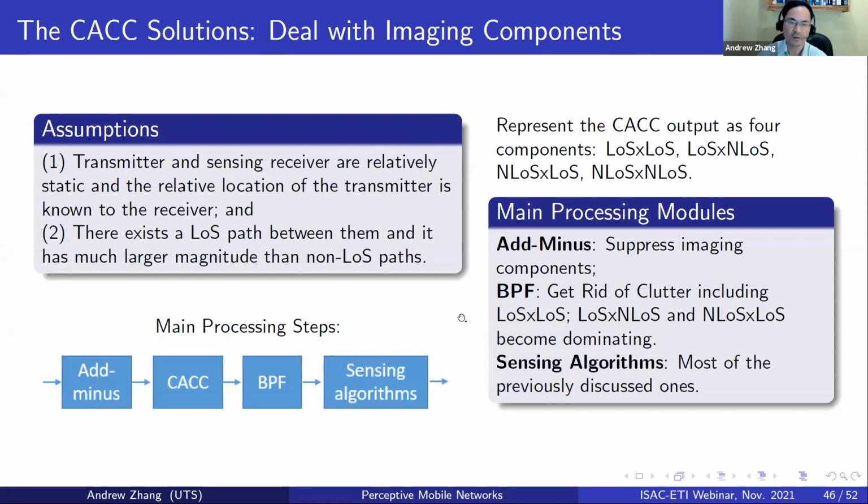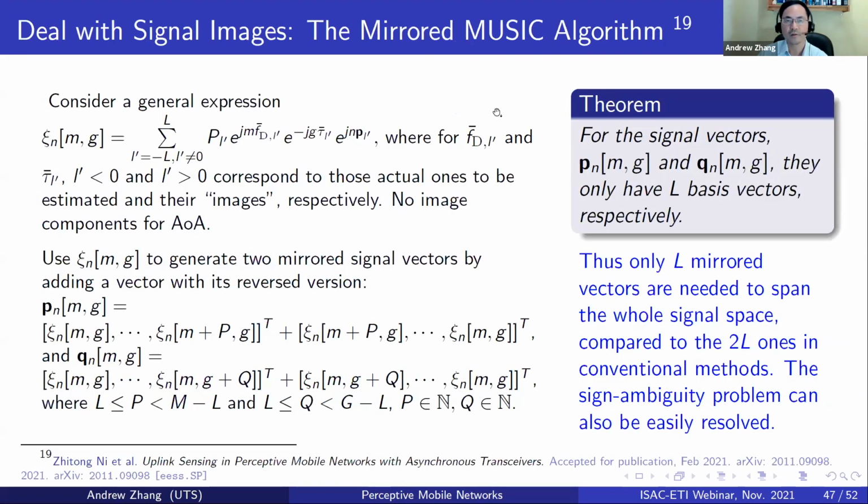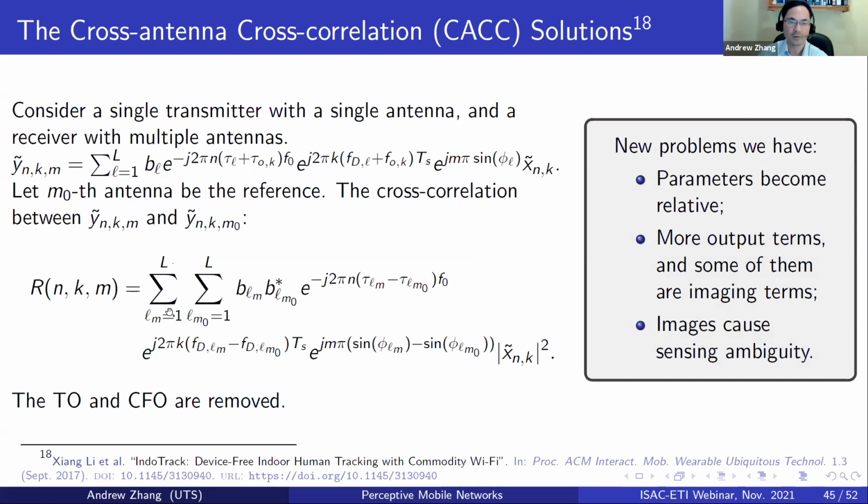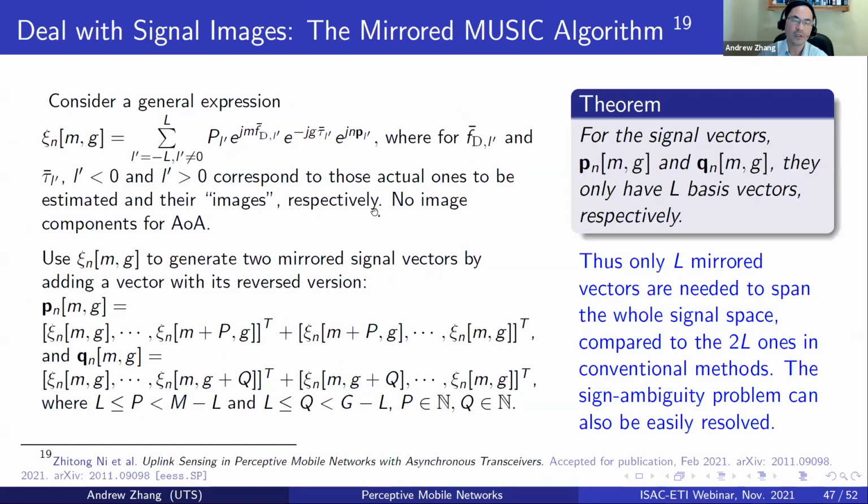So instead of using the add and minus before the cross antenna cross correlation, we developed a new technique called the mirrored MUSIC algorithm. The components, as we see here, are mirrored, because if we use different values of the parameters, we will see mirrored components for delay and Doppler shift. So instead of using the existing MUSIC algorithm directly, we define the basis vector in the MUSIC algorithm in the mirrored form. In this case, we can reduce the unknown parameters from 2L back to L, and we can also resolve the ambiguity due to the imaginary components here.